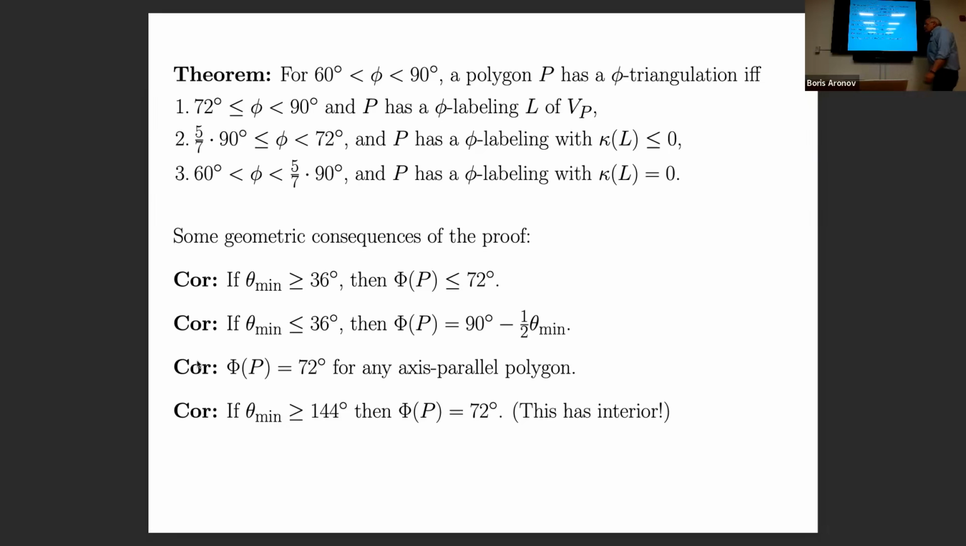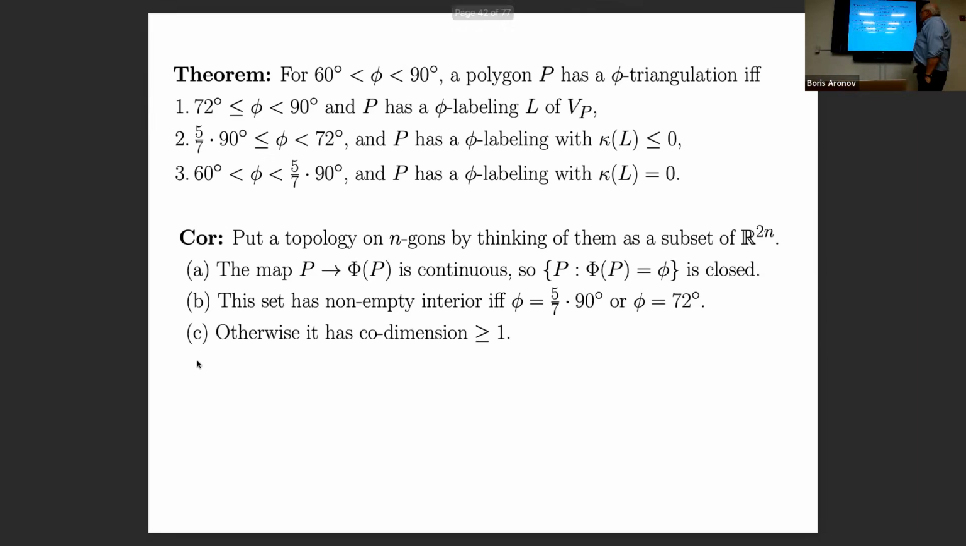Okay. And so the number 72 occurs quite a bit here, you've noticed. There's a reason for that. Everything in that has a reason, right?